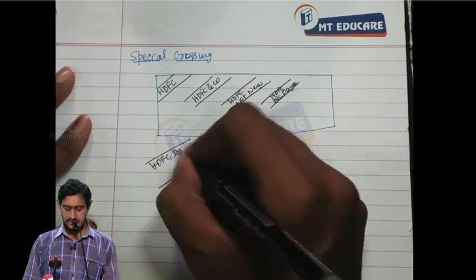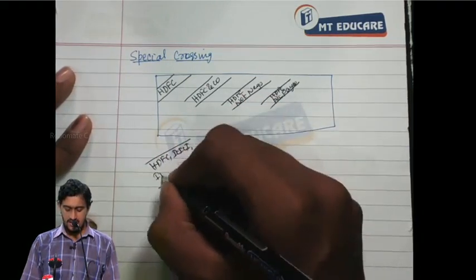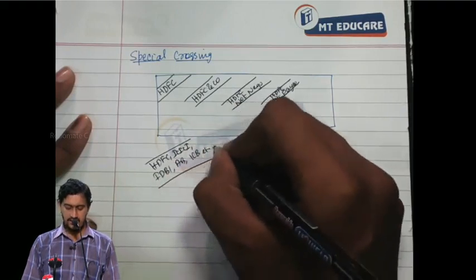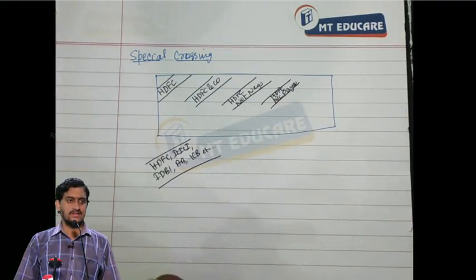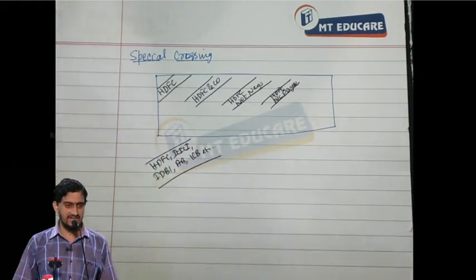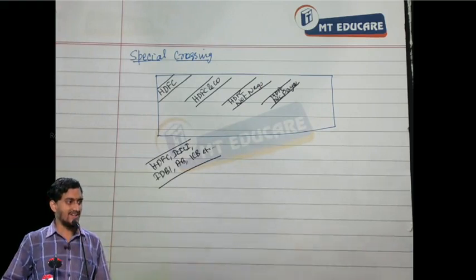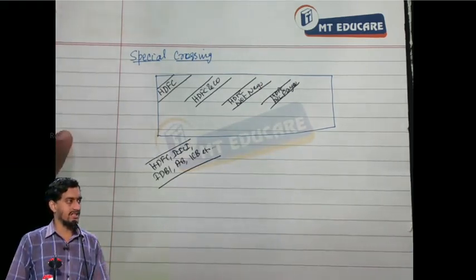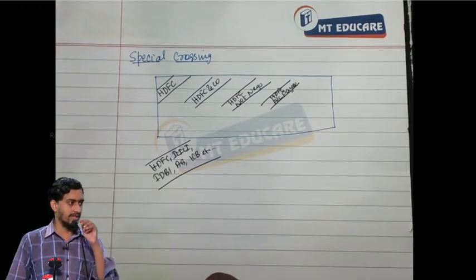HDFC, ICICI, IDBI, Andhra Bank, Karnataka Bank, etc. If you want to do this, you can rather do general crossing itself. Yes or not? Because in general crossing, you can pay to any bank. Special crossing, you should pay only through the specified banker.